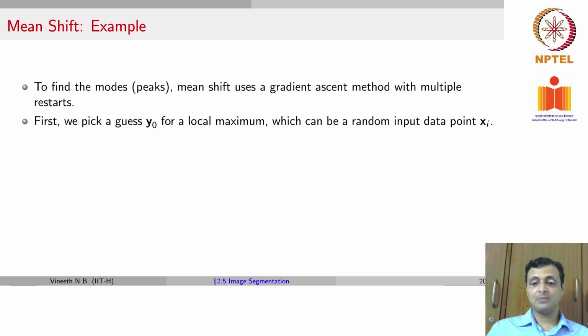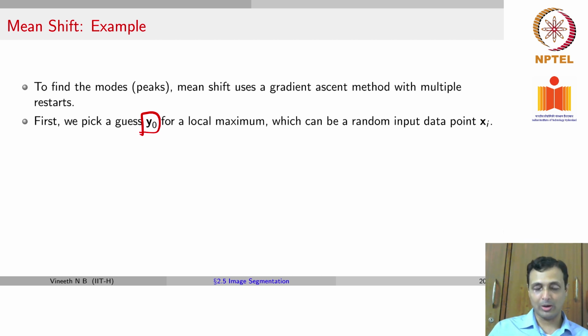To find the modes, mean shift segmentation uses a gradient ascent method with multiple restarts. Why ascent? Because we want to find the maximum, or the modes, of that probability distribution. So we start with some guess, why not, for a local maximum, which could just be any point. Remember, we are going to perform gradient ascent, which is an iterative procedure. So you start with some point, and at every iteration, you add some constant times the gradient to the previous estimate, and you update your estimate again and again and again.